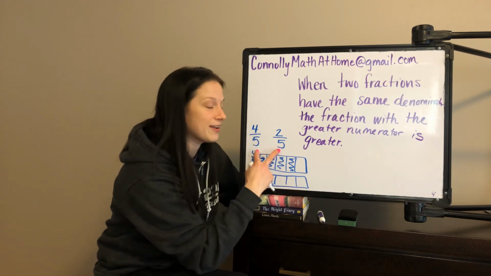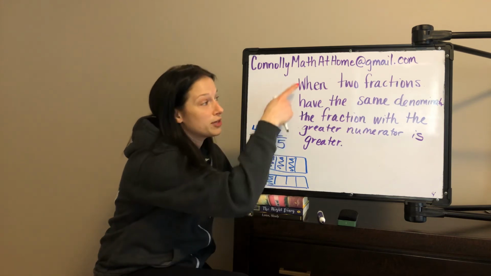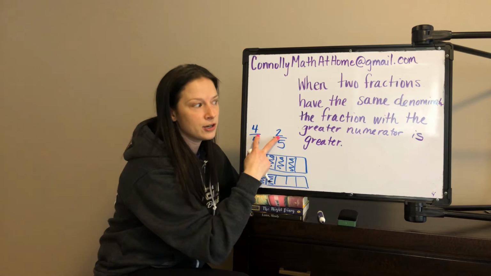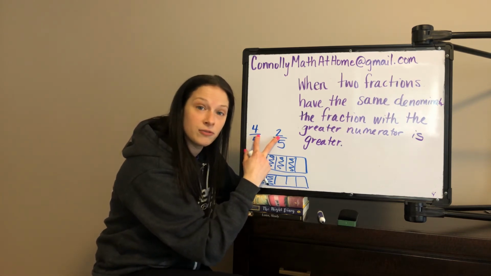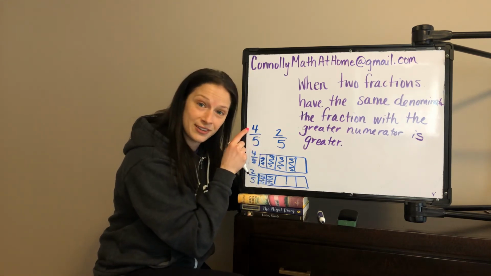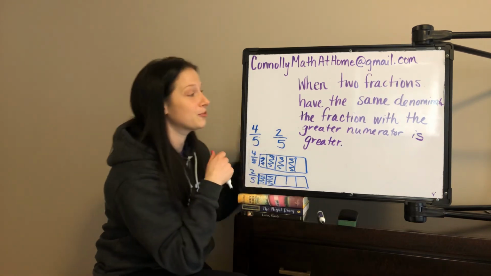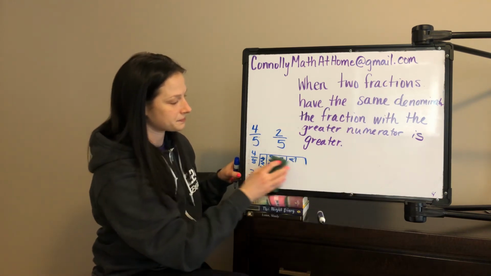So this time, and all the other times that we've done this, we have the same denominator, so we know we're dealing with the same size pieces. So when two fractions have the same denominator, the fraction with the greater numerator is greater. So which one has the greater numerator? 4/5 or 2/5? The greater numerator is the 4/5, so that one is greater. Our conjecture is continuing to be proven true. So we'll do just one more and make sure that we definitely got it. Okay?